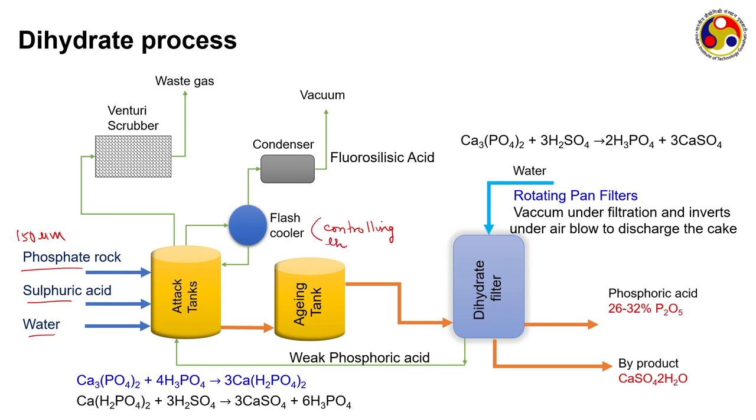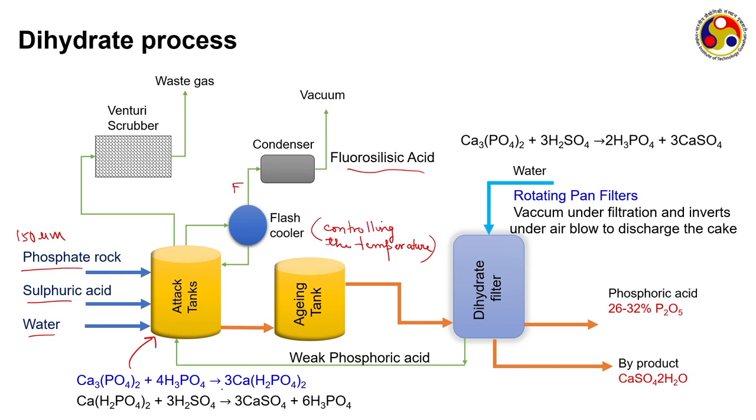While doing so, it can also evolve some gases which are primarily rich in fluorine. Fluorine, again as I told you, reacts with silica and forms fluorosilicic acid. So it will condense and form the fluorosilicic acid. So what are the reactions happening here? This is the overall reaction.